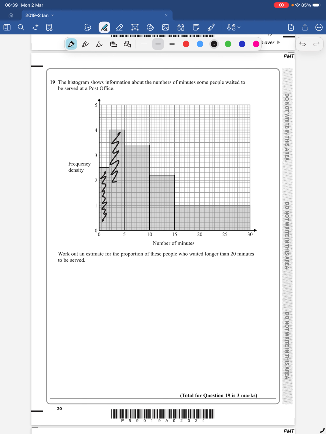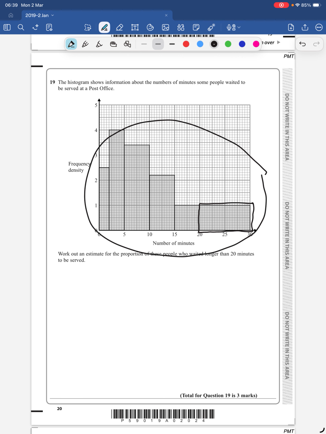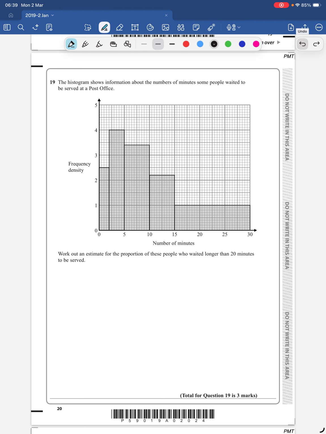The number of people is the area of each of these. And we're going to have to work out those areas, because what we want in the end is the number of people who waited more than 20, and that's that lot, out of all of them. Okay, and that's going to give us a fraction. It's going to give us a proportion. So we've got to work out all these areas, you've got to go really carefully. It's just a question of getting them right.